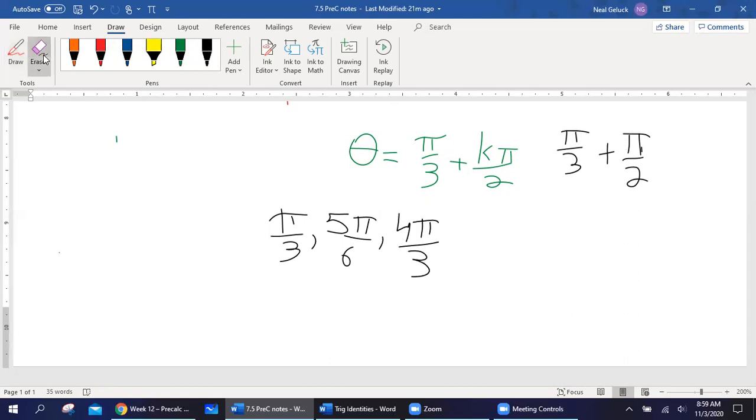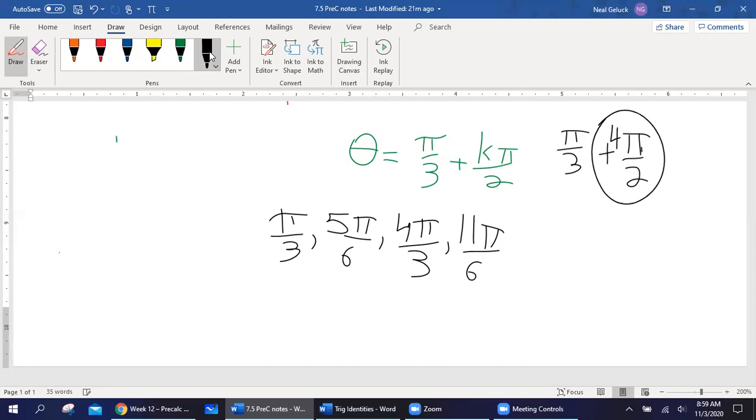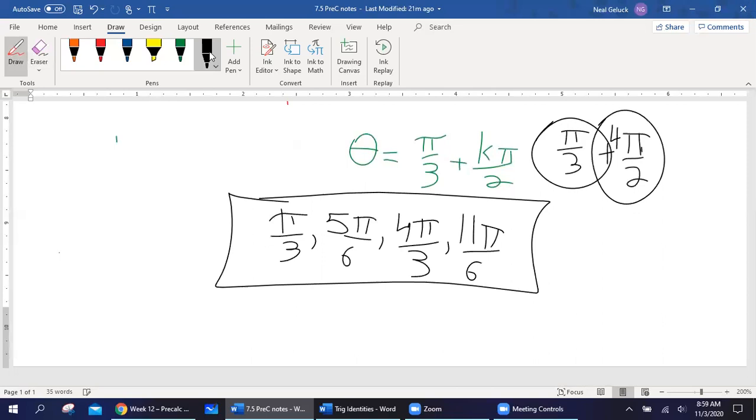If I crank k up to 3, you get common denominators, add those together, you get 11 pi over 6. And if I brought k up to a 4, well, that's already 2 pi. If I add something to it, it's going to be too much. So there are all my answers.